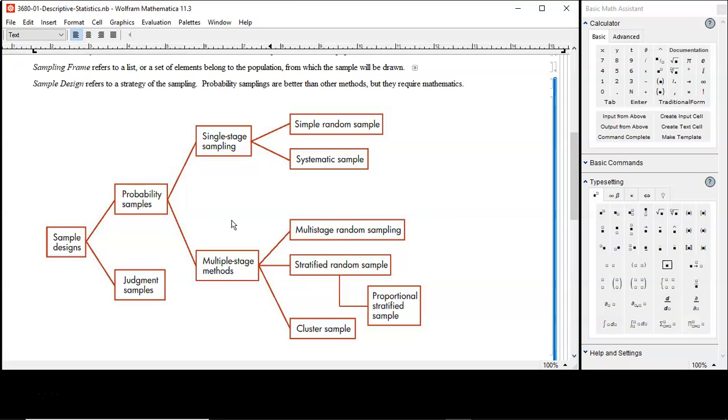So we may have to resort to multi-stage, even though it's inferior. In this course, however, we are going to study only simple random sample, the random sample taken directly from the population. Why? Because that's the simplest, and also that's the best if possible.